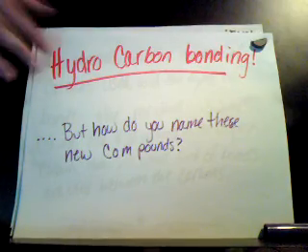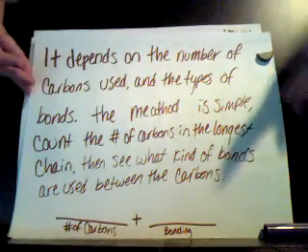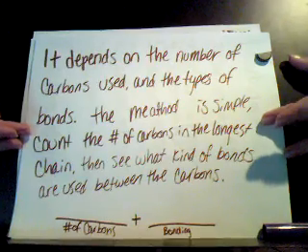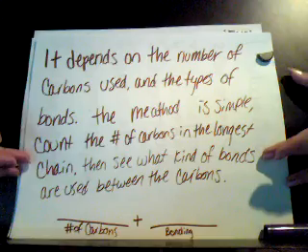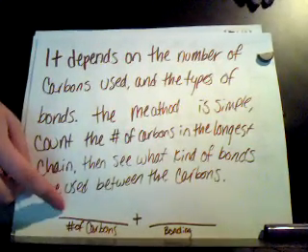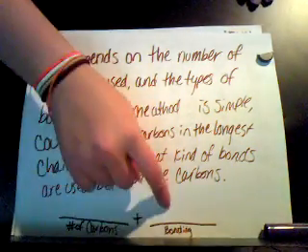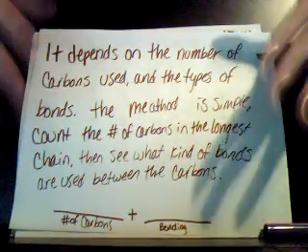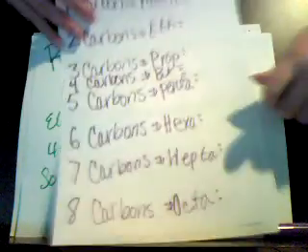But how do you name these new compounds? Well, it depends on the number of carbons used and the type of bonds. The method is simple. Count the number of carbons in the longest chain, and then see what bonds are used between the carbons. You have the number of carbons and the type of bonding. Put the prefix and the suffix together, and you get the name of that hydrocarbon compound, in fact. Here are the rules for naming.